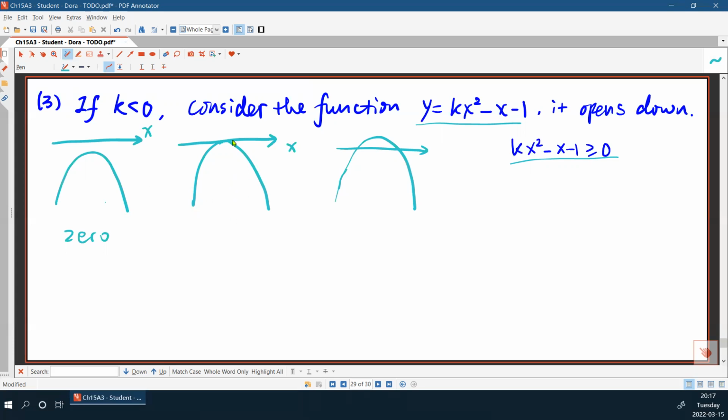How about the second case? How many x's can make this function equal to or greater than 0? As x moves along the x-axis, is there any x that can make this function equal to or greater than 0? Yes, one. Only this point, right? Only at this point is this function greater than or equal to 0, so there is one solution.